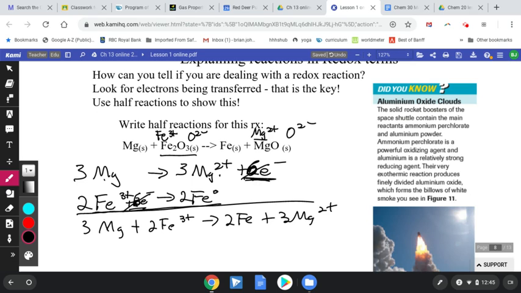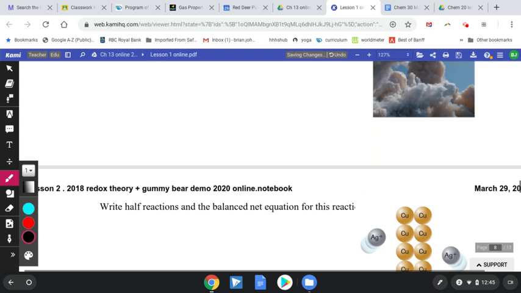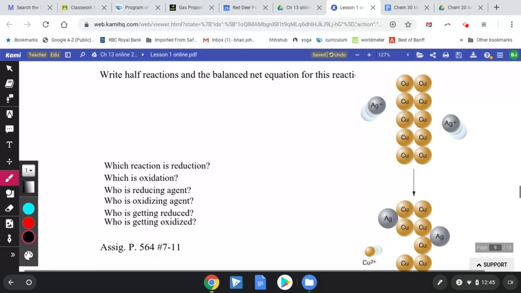So this is a loss. Here's our reducing agent, losing electrons. This one is gaining, so this is our oxidizing agent gaining electrons and undergoing reduction. I use these sayings the entire unit. They are so very important to you. Okay, so one left to do. This time we're going to look at one in picture form.